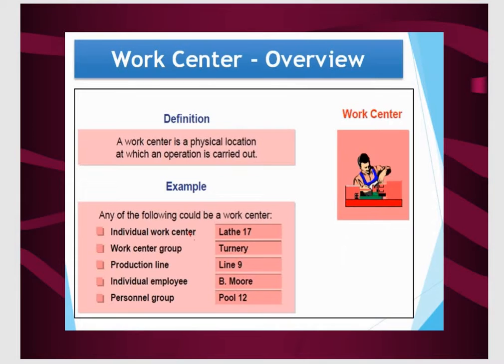So the definition says that work center is a physical location at which an operation is carried out. Like in the image, if we see, there's a man working on one machine. So it can be a work center. So for example, any of the following could be a work center: individual work center, a work center group, production line, individual employee, or the personnel group.